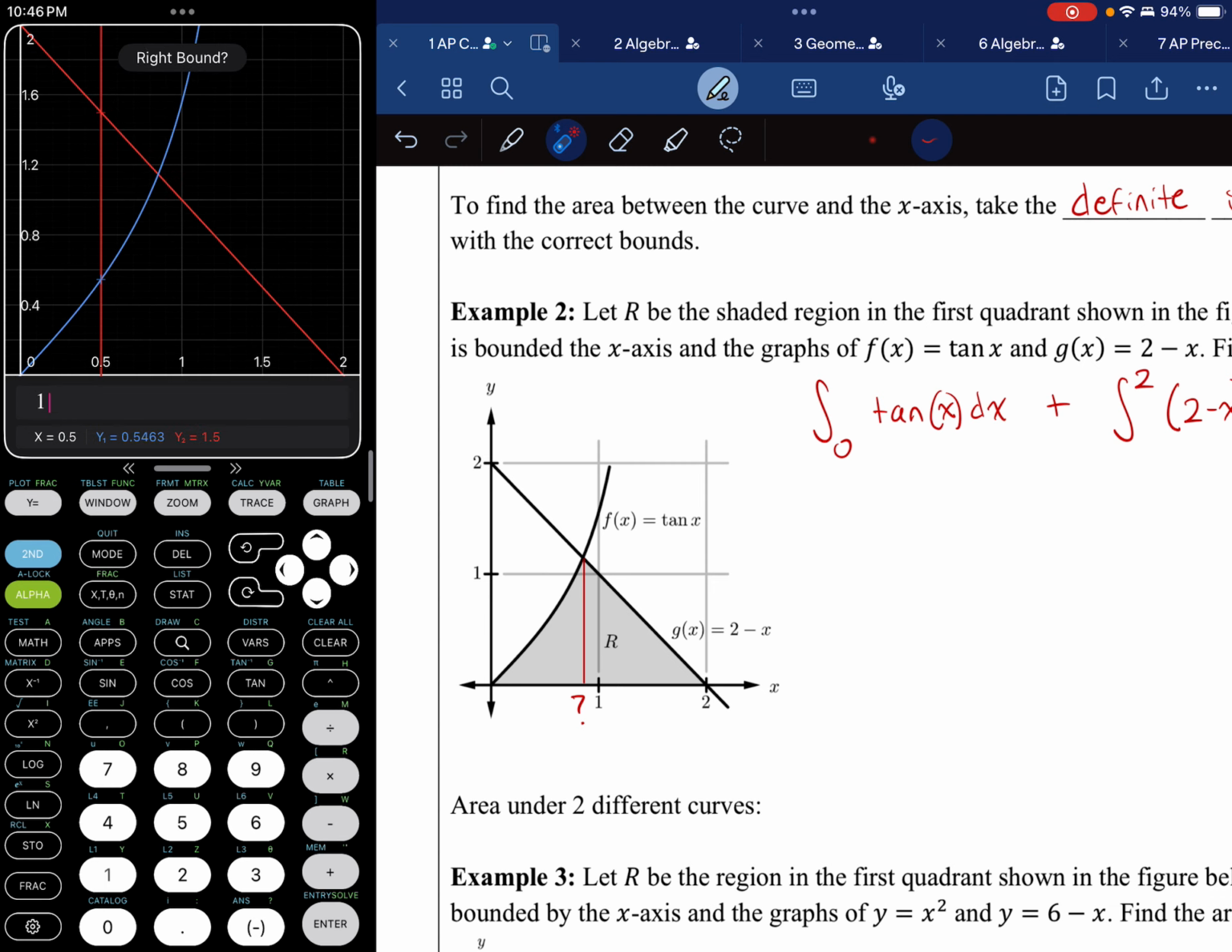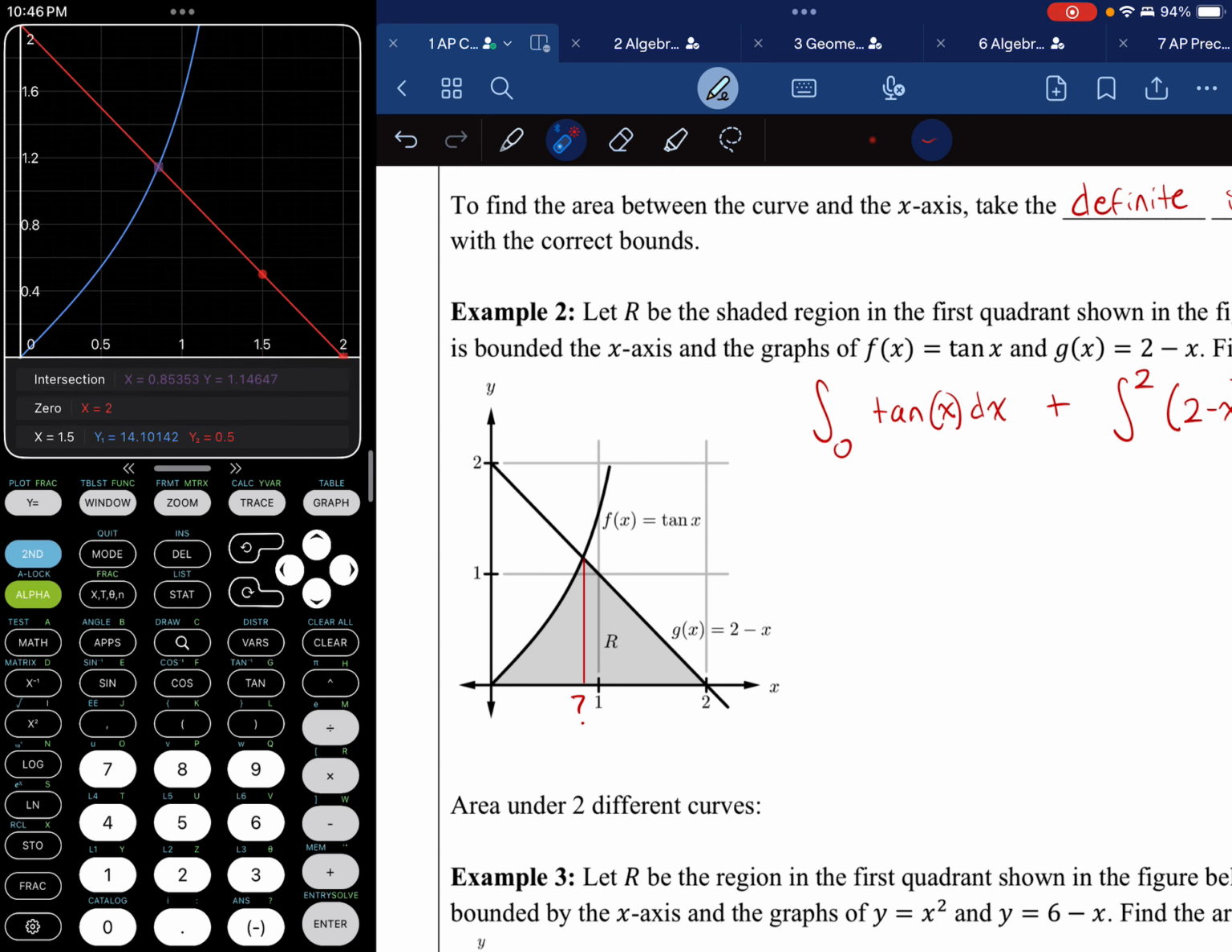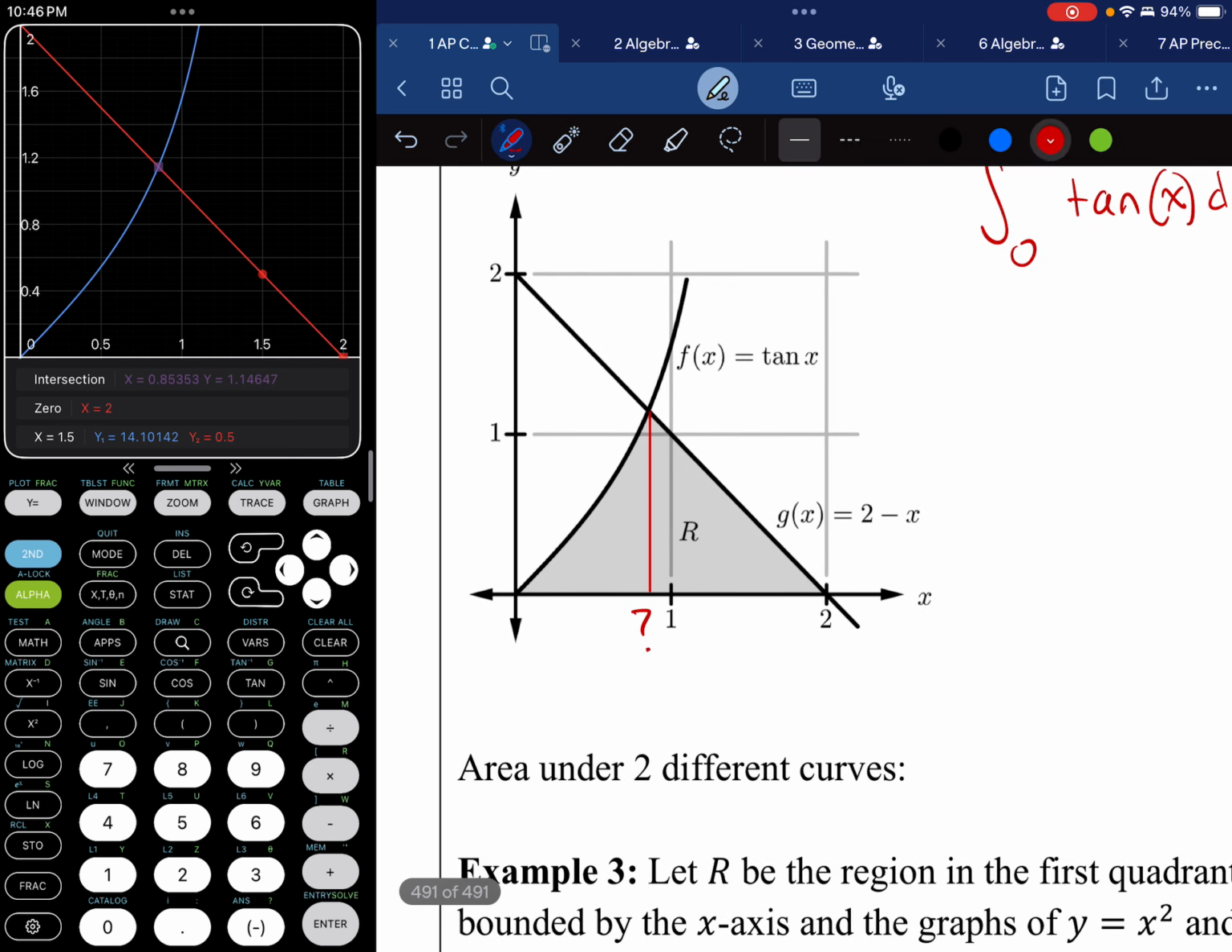The right bound is going to be 1.5. I think that's going to be a little bit different on your calculators. If I remember correctly, the TI-84 CE asks you which function. You just hit enter and hit enter again, and then you have to estimate. It's a little bit different. Just follow the prompts.